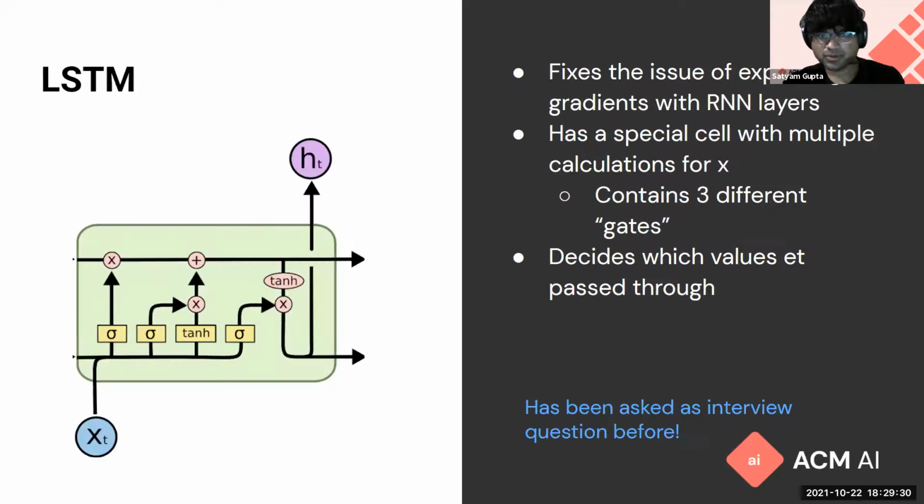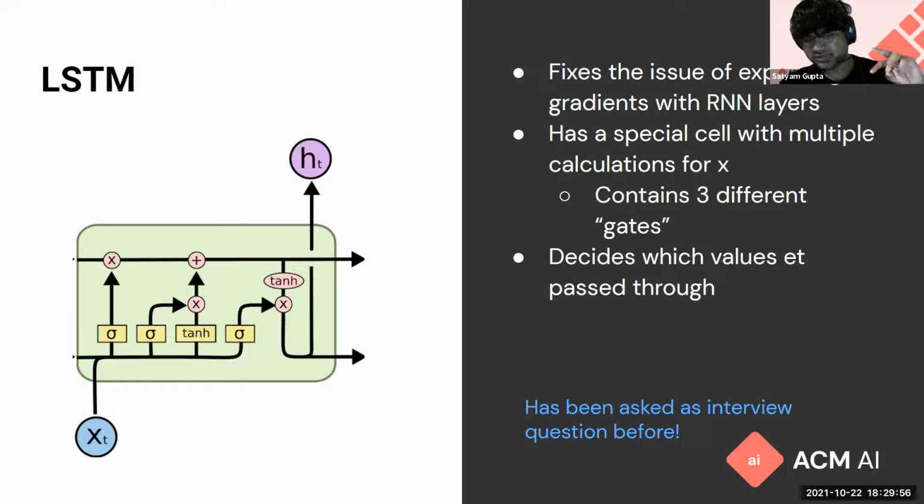So enter LSTM, or long short-term memory. What this does is it fixes the issue of exploding gradients with RNNs, and it has a special cell with multiple calculations. It contains 3 gates. So let's just talk about the diagram a little bit. You see there are 2 black arrows passing through. These 2 black arrows are considered the cell state.